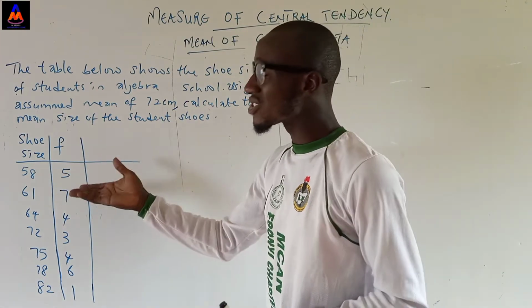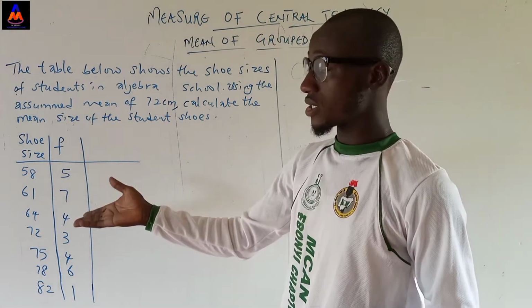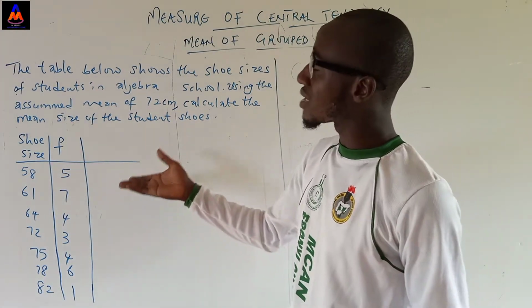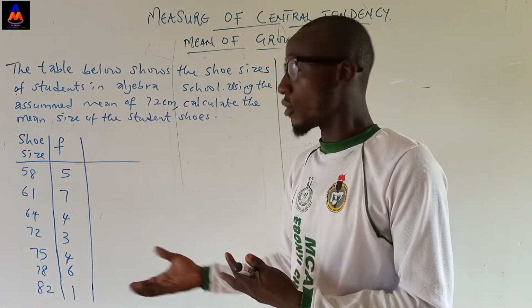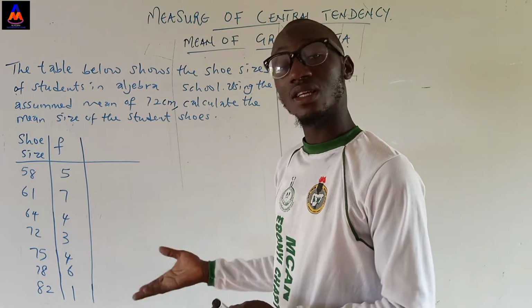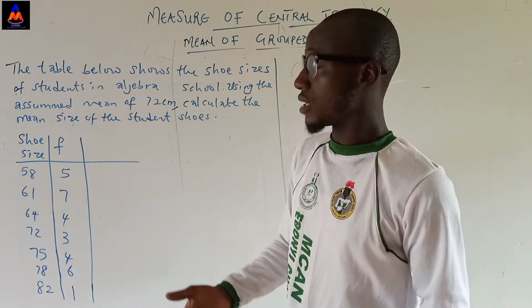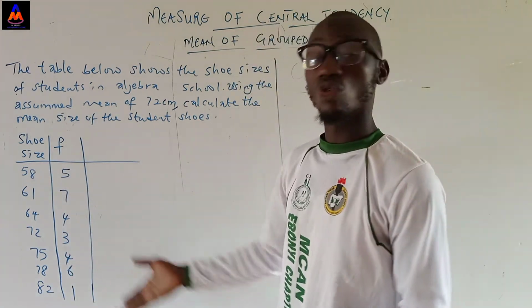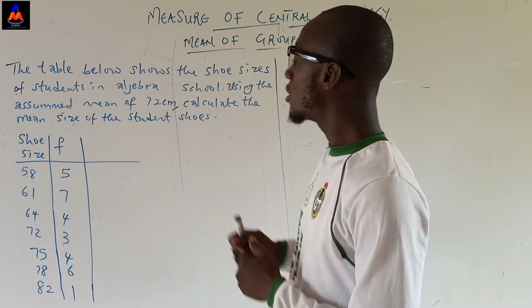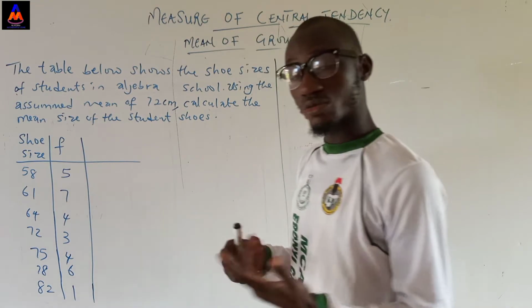Actually, if you look at this, it is not really grouped data. But we want to use this example to explain another dimension that you can find yourself. Of course, you can use this particular technique also on grouped data. If you have a class interval, all you have to do is find the class mark, then go through it the same way. So how do we make use of an assumed mean?